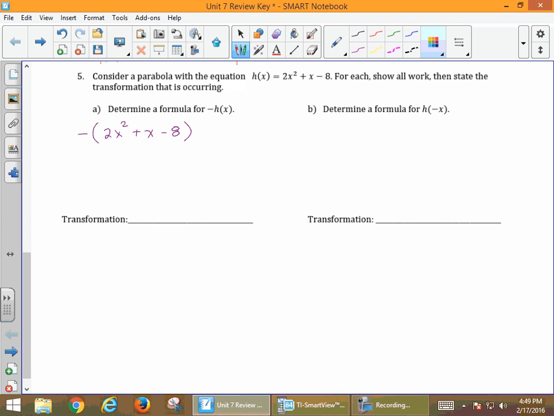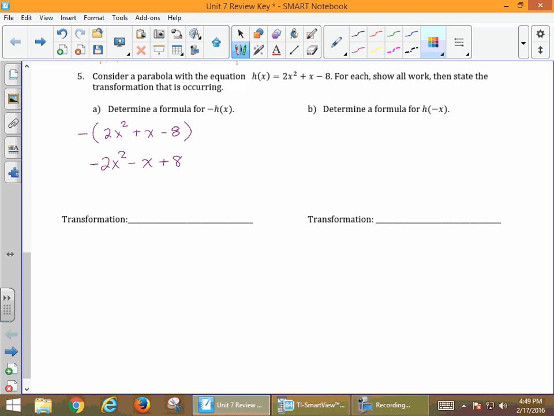So if I want to do the opposite of h of x, I just distribute this negative sign. Negative times 2x squared will give me negative 2x squared. Negative times positive x is negative x. And the negative of negative 8 is plus 8.